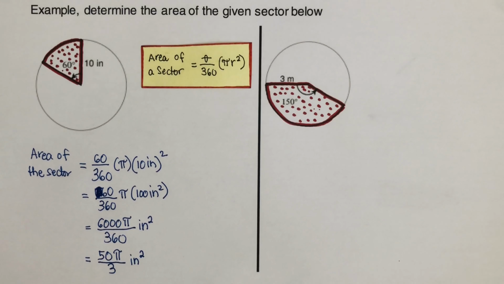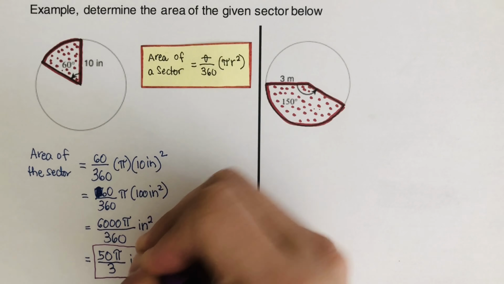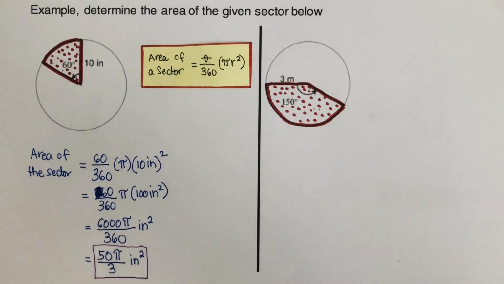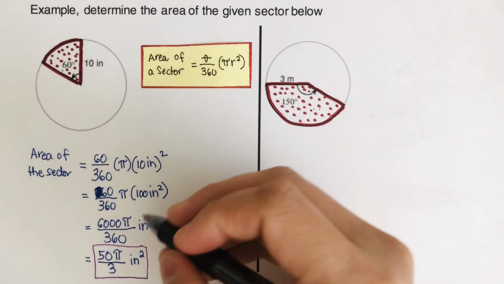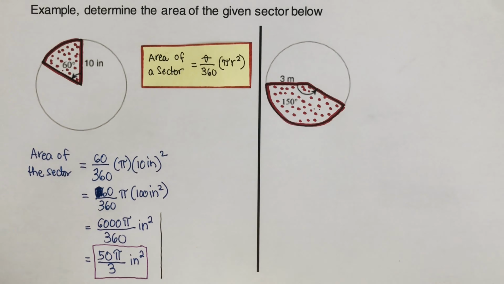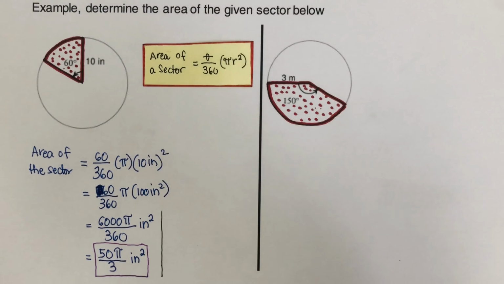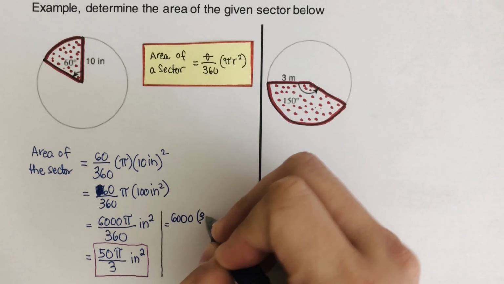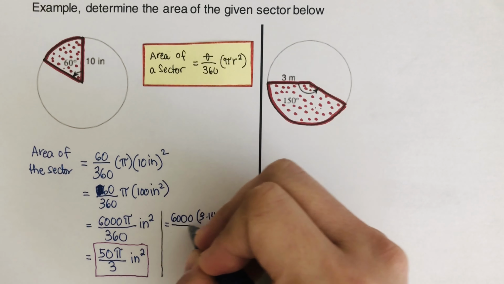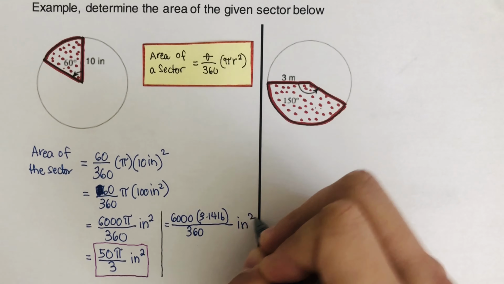This is our answer right here. I'm going to put that in a box. This is our exact answer. Now let's find the rounded or decimal version for this problem. The first one was the exact. So we plug in 3.1416 into this. That would be 6,000 times 3.1416 over 360, and that is in inches squared.